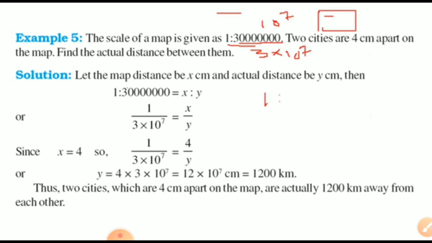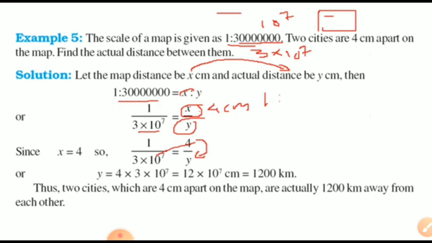In place of writing 3 and the zeros, we can write 3 into 10 raised to 7. So at last, we can take x is equal to 4, which is given already. 4 centimeters is given, so how much will y be? It will be 1200 kilometers. Yes, simplified, and you have to show it in simple form. No need to repeat the zeros. Thus the 2 cities which are 4 centimeters apart on the map are actually 1200 kilometers away from each other according to the scale given.